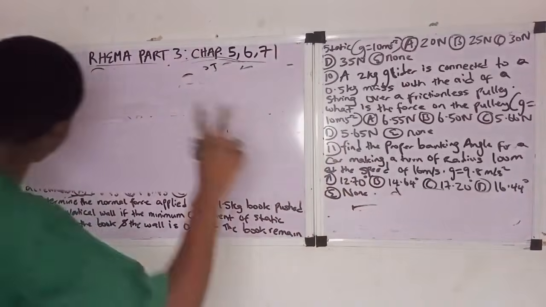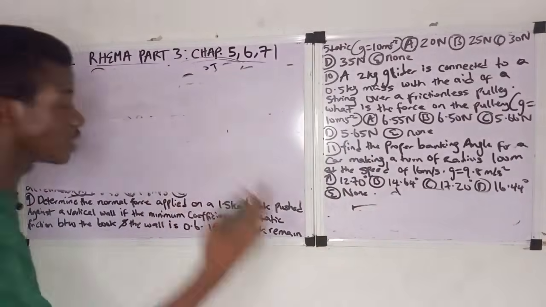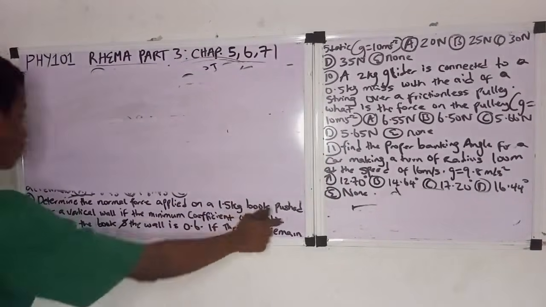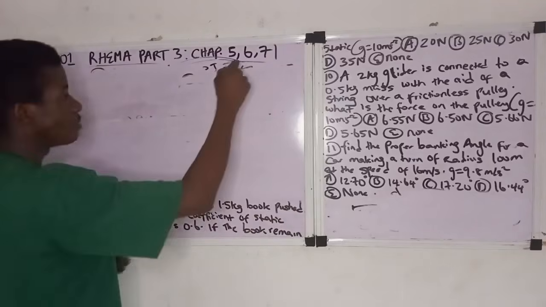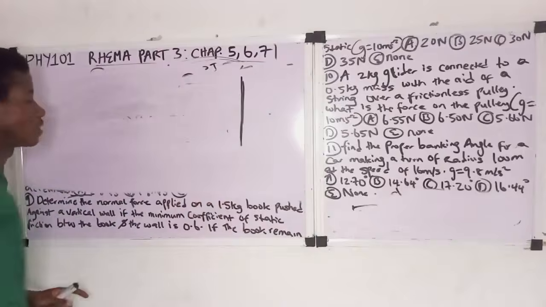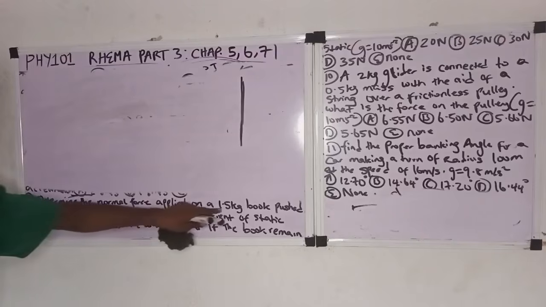Now let's continue. It says: determine the normal force applied on a 1.5 kg book pushed against a vertical wall. Now let me illustrate it for you guys. Determine the normal force applied on the 1.5 kg book.